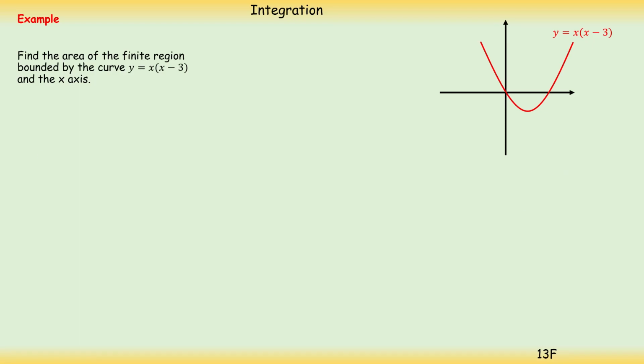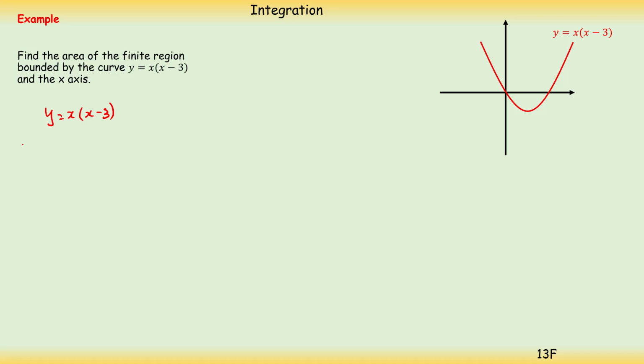y equals x(x minus 3). Now I need the coordinates. Where does this curve intersect with my x-axis? I need those coordinates if I'm going to integrate between the two points. Now how would I find that? I've got y is equal to x times (x minus 3). To find out where it intersects with the x-axis, I've got to solve that when y equals 0.